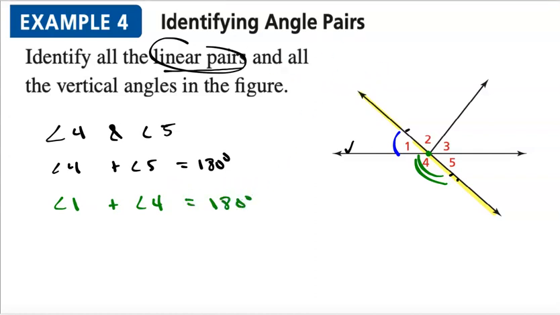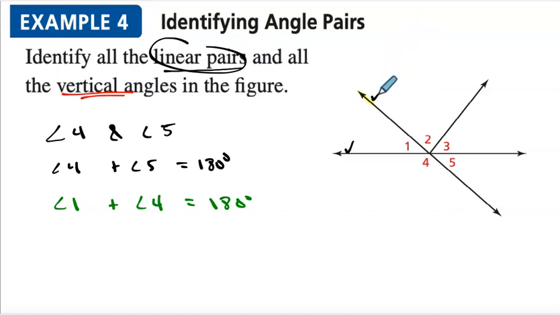And then I got one more line, so I'll check off this line here, and then let's see what else we got. Those are all the lines that go straight through. This line doesn't go all the way through, it's just here, so there's not going to be any linear pairs through that one. And then last, it says identify all the vertical angles.